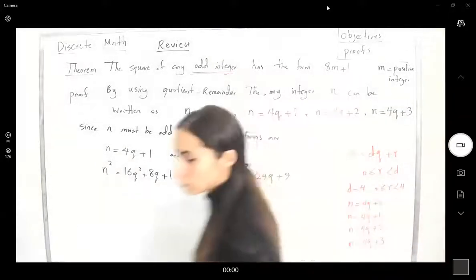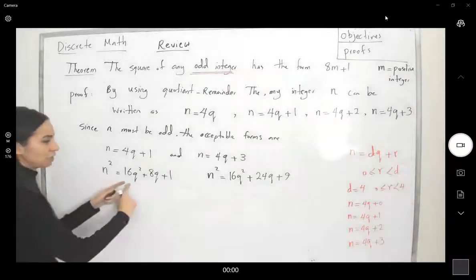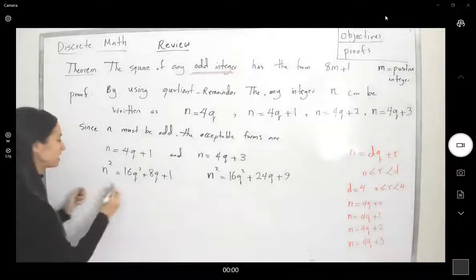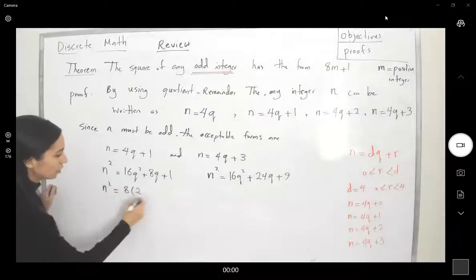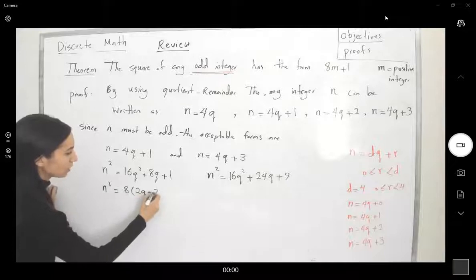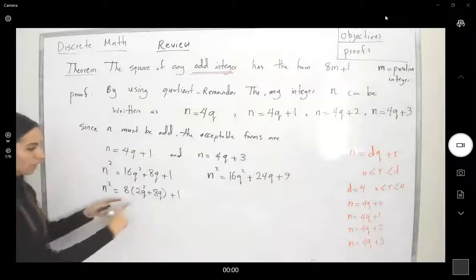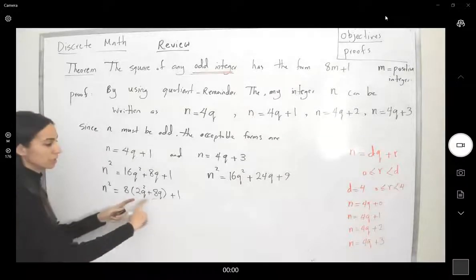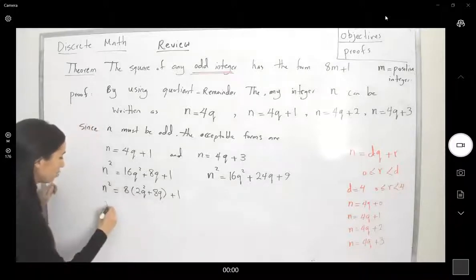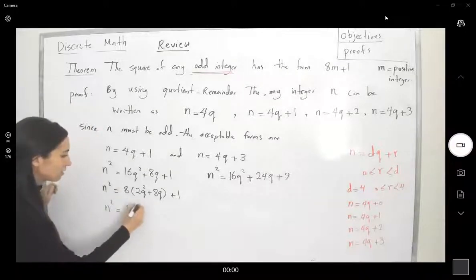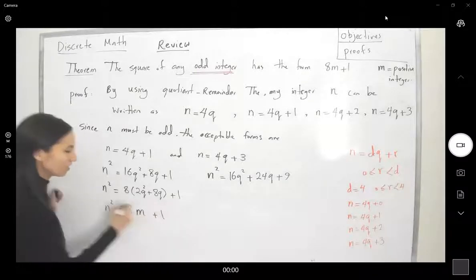Okay. Let's see what we have. Here, if I factor out 8, I get n squared equals 8 times (2q squared plus q) plus 1. This quantity is just an integer. So n squared can be written as 8m plus 1, where I'm just going to call this m.